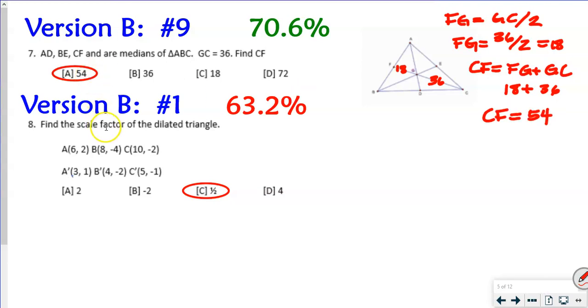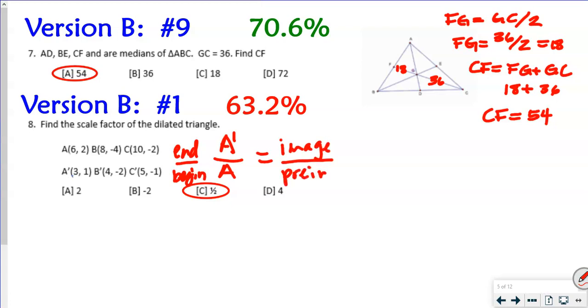All right, find the scale factor of the dilated triangle. Okay, so now remember what we're going to do with this is we're going to take our A prime, whatever that is. We're going to just do A prime over A, right? So we're going to take where we ended over where we began. So we're going to take end over begin, okay? Or we could say what? Image over pre-image, okay? Another way to say it.